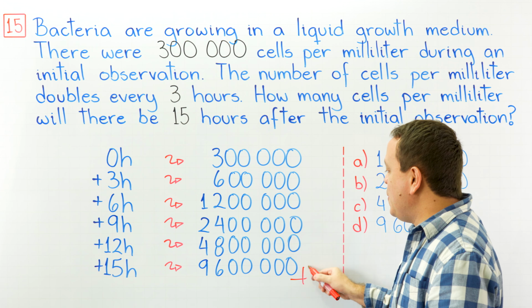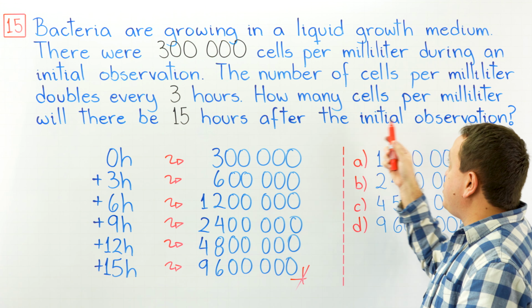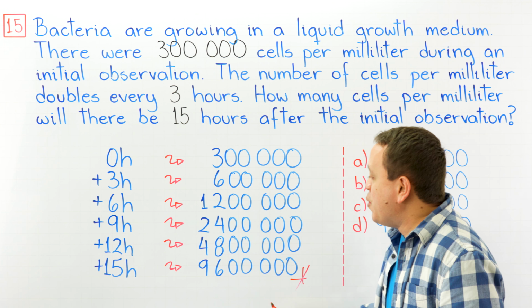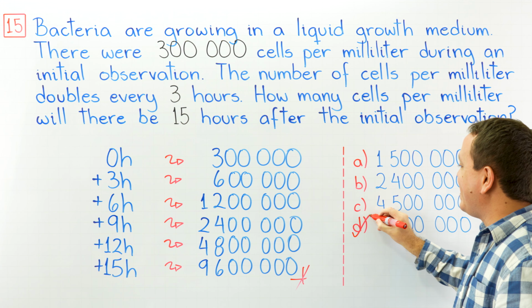That's it, we are done with this problem. How many cells per milliliter will there be 15 hours after the initial observation? There will be 9,600,000. The choice C is the correct answer.